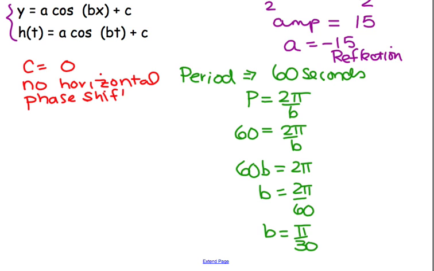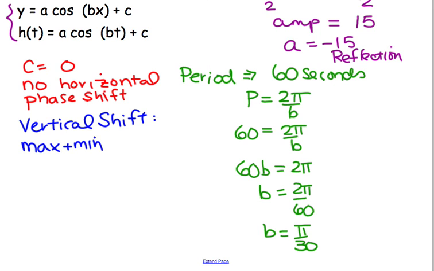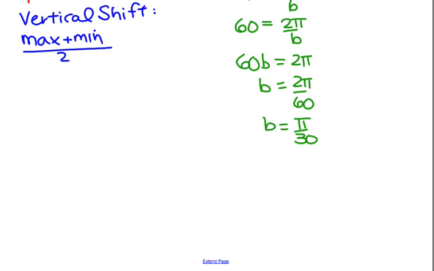And then to find our D, our vertical shift. Do you remember the equation? Add them and divide by 2, yep. So max plus the min divided by 2. So the maximum was 32 meters. The minimum was 2 meters, divided by 2, and you get 17. So we have a vertical shift up 17 meters.